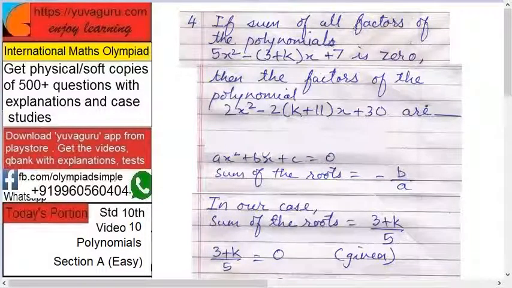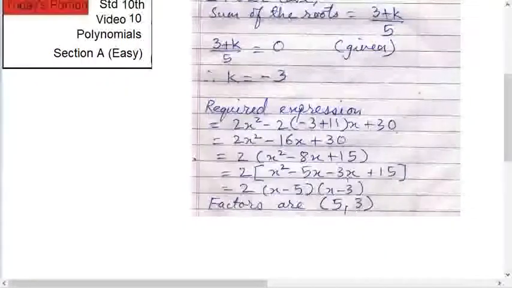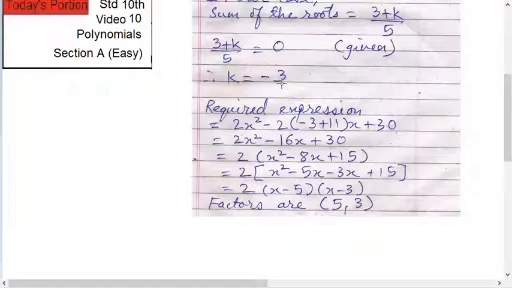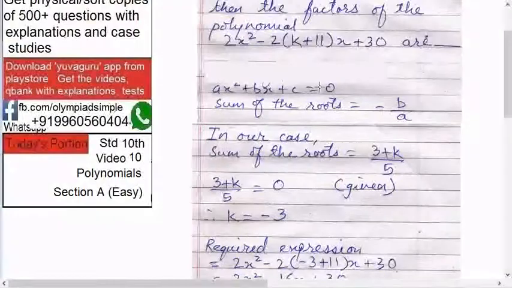But what is given? The sum of the roots is 0. Therefore (3 + k)/5 equals 0. Solve this, and you will get k equals −3. Now what do we do? Put this k in the second expression, that is 2x² − 2(k + 1)x + 30.